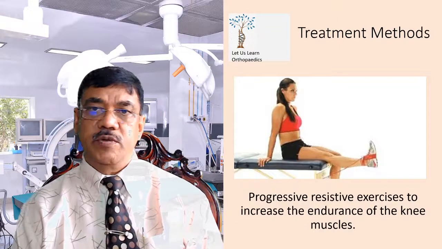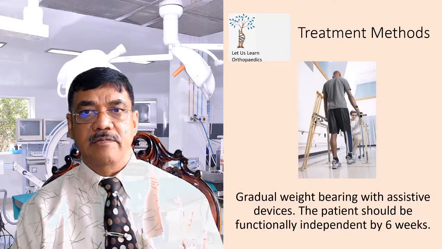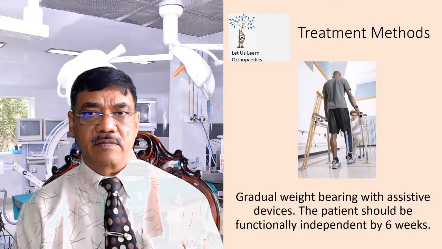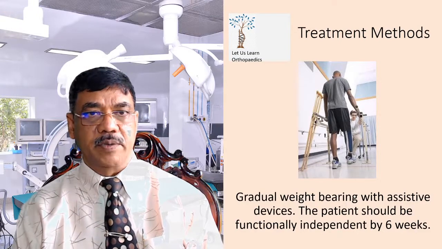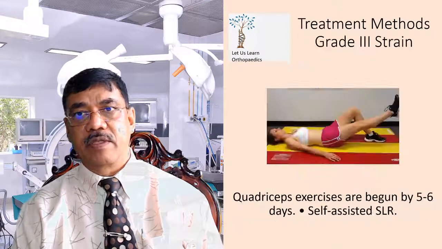Progressive resistive exercises to increase the endurance of the knee muscles are then further added. Gradual weight bearing with the assistive devices can be done. The patient should be functionally independent by 6 weeks.